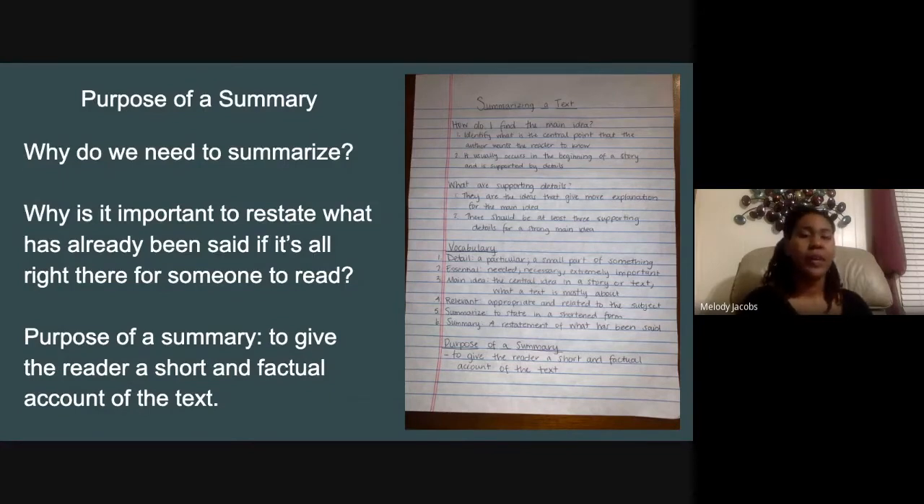I want you to think about your favorite book or movie. Now, if I asked you to tell me about it, what would you say? Would you tell me every detail that happened at every minute of the plot? Or would you only tell me the title and the author or the filmmaker? Most likely, you would tell me something in between these two positions. You would tell me the main focus and then add some cool details that you remember from the story. Well, it's the same for a summary. The purpose of a summary is to give the reader a short and factual account of the text.